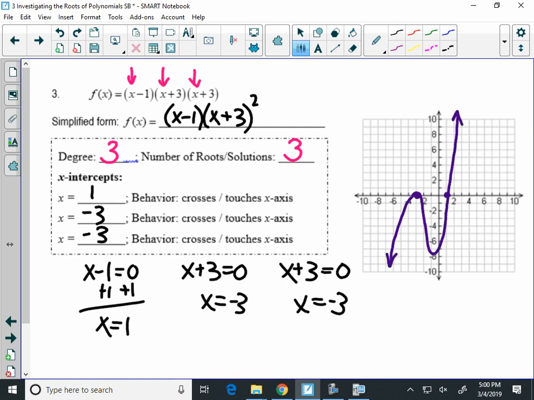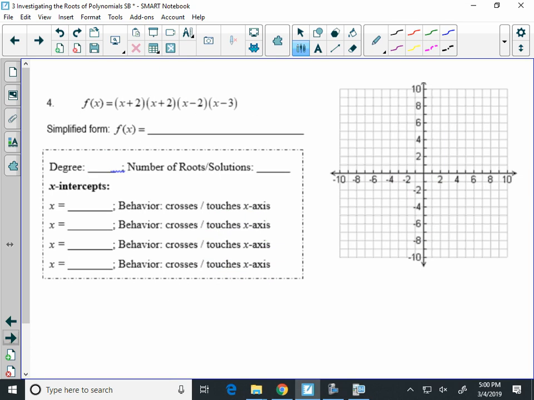We just want the shape of the graph, it doesn't have to be perfect. All right, so let's double check. At x equals 1 right here, I crossed through the axis, and at x equals negative 3, I touched or bounced off the x-axis. All right, a few more. Hopefully you're seeing how you're going to do these here. So let's look at number 4.